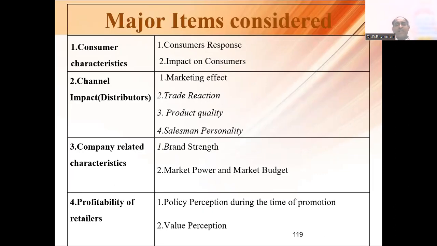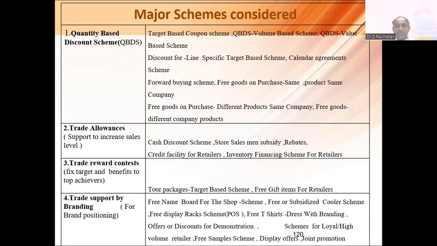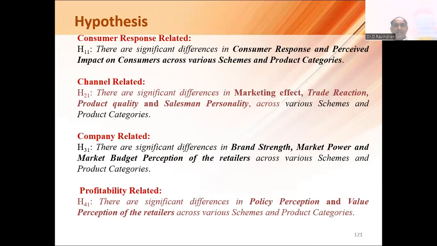In the same way, the other major variables are company, consumer characteristics, channel related, company related, and profitability. On the right side we are formulating a construct. So on the left side are 4 major variables, and on the right side are 4 major constructs. Based on that, the other questions are formed. If you say scheme, there are 4 major schemes identified from the review of literature, but the schemes have many subdivisions, and some explanation is on the right side.